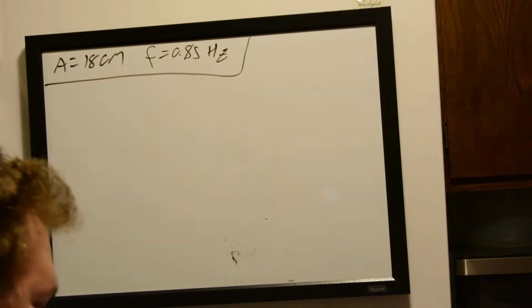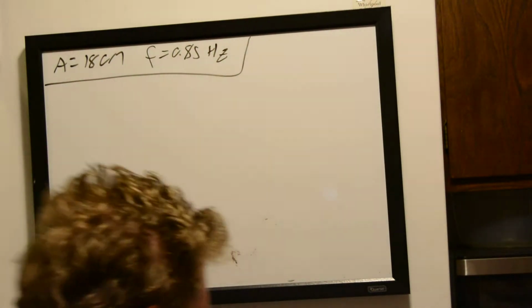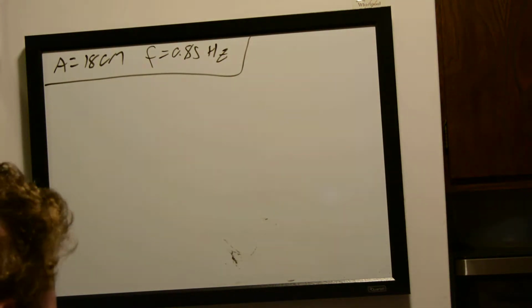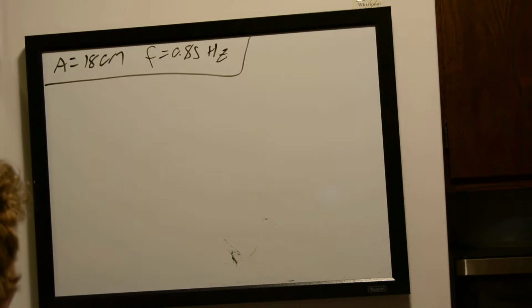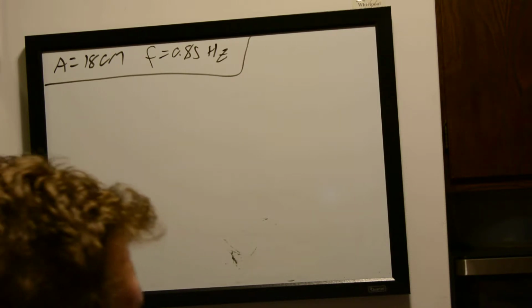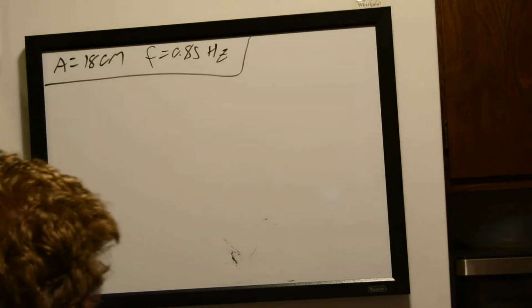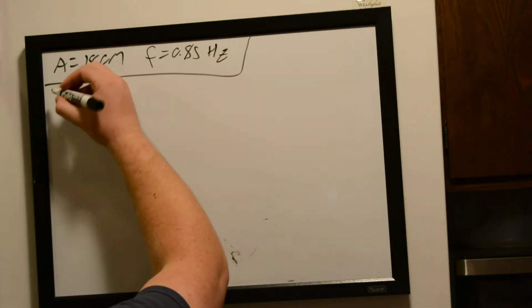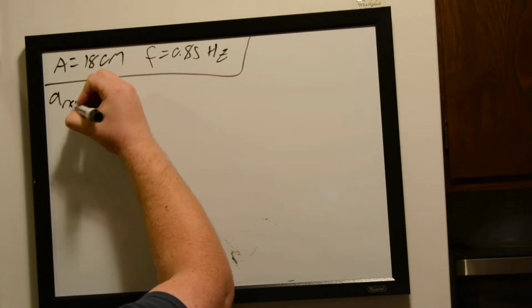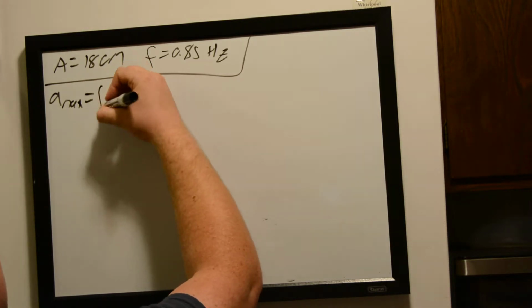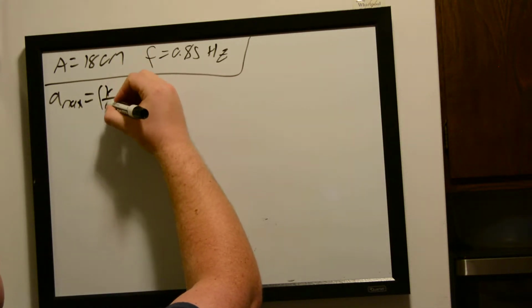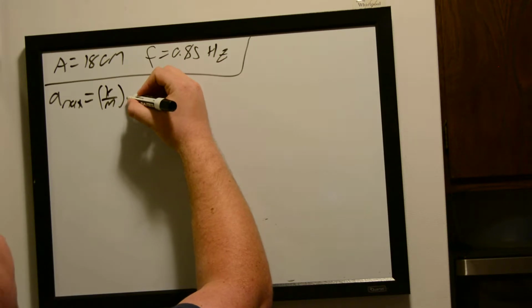The first part of this problem is wanting to find the maximum velocity and acceleration. So we're just going to start with acceleration here, just because that's going to take the most work and we can kind of just coast on down. So from the book we know that our max acceleration is given by spring constant over mass times our amplitude.